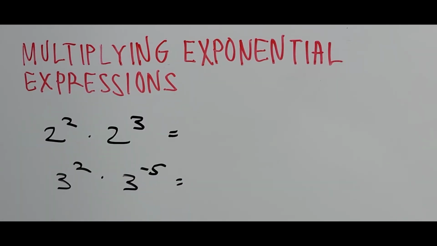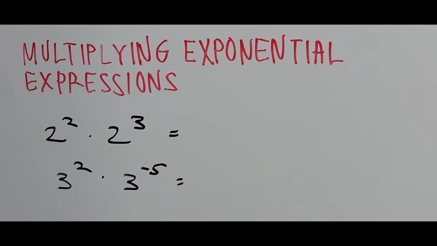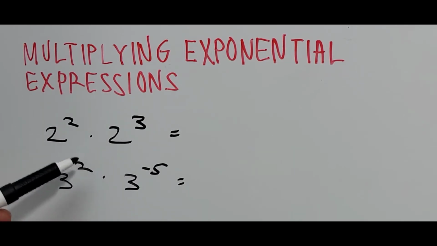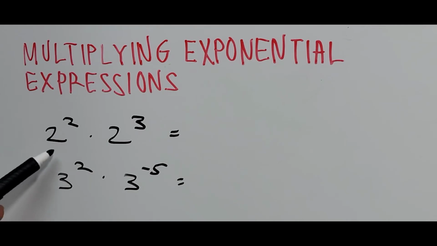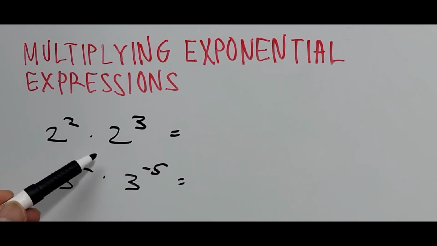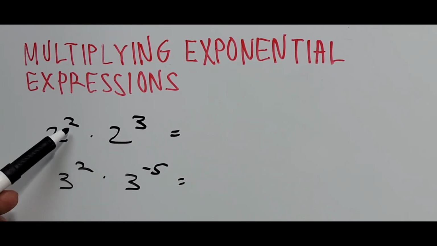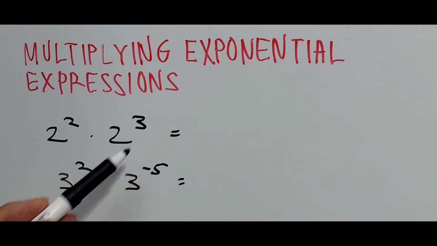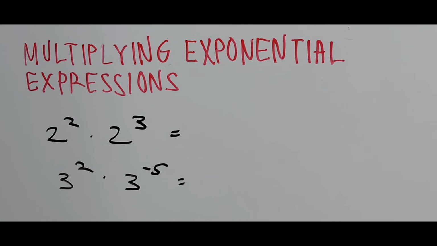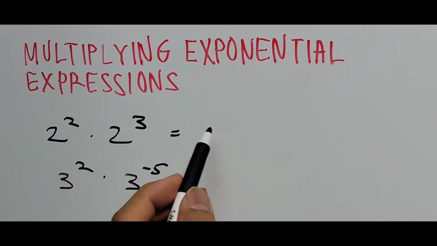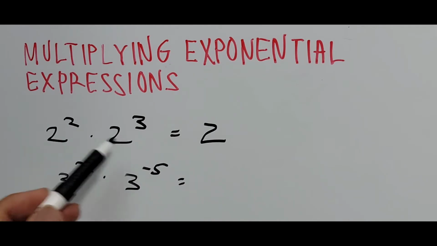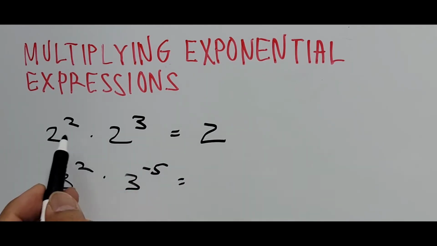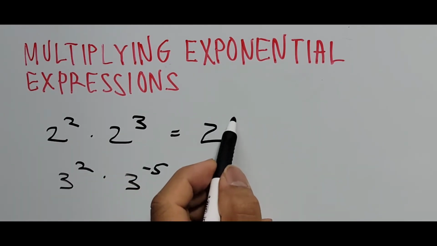In these two examples, the first one is 2 squared times 2 cubed. They have the same base, 2, but their exponents are different. This one is 2 and this exponent is 3. In multiplying exponential expressions, all you have to do is copy the base, so the base is 2, and add the exponents. So 2 plus 3 is 5.